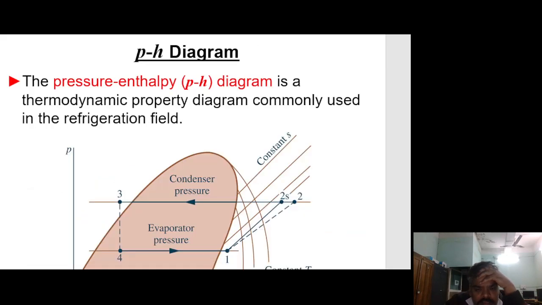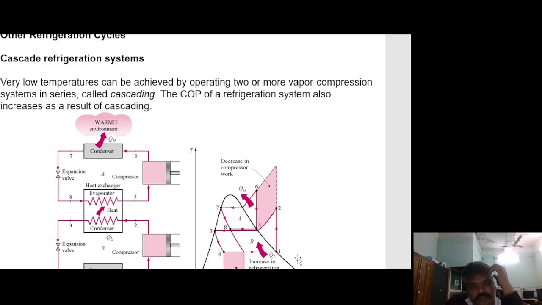P-h diagram: the pressure-enthalpy diagram is a thermodynamic property diagram commonly used in the refrigeration field. This is the condenser pressure, this is the evaporator pressure. 3 to 4 is a constant enthalpy process, 1 to 2 is a constant entropy process, 2 to 3 is constant pressure, 4 to 1 is constant pressure. Other refrigeration cycle: cascade refrigeration system.